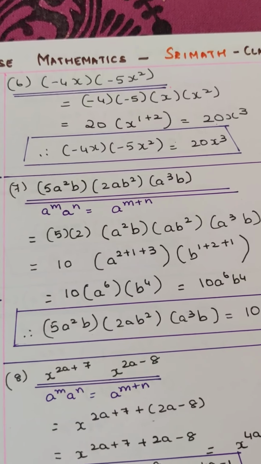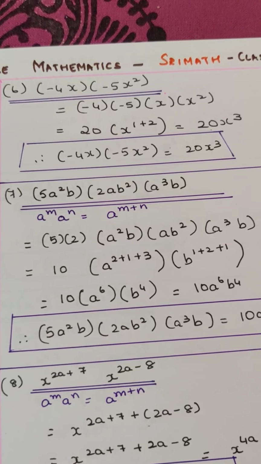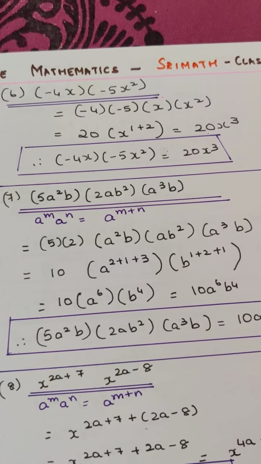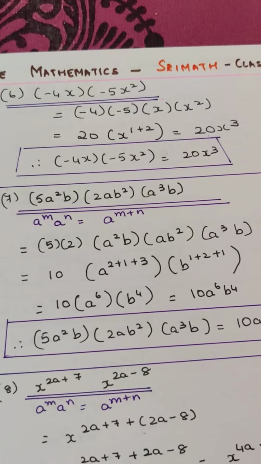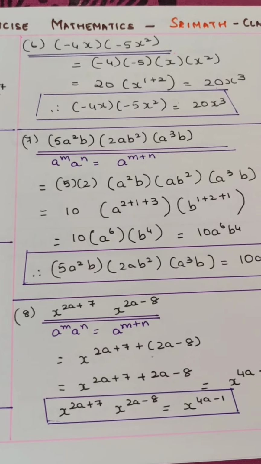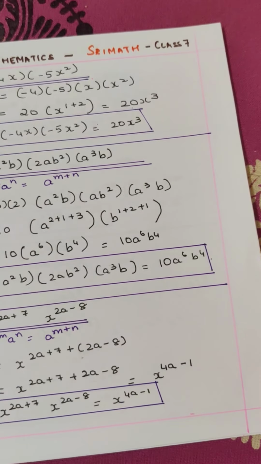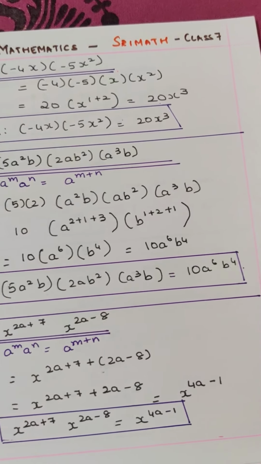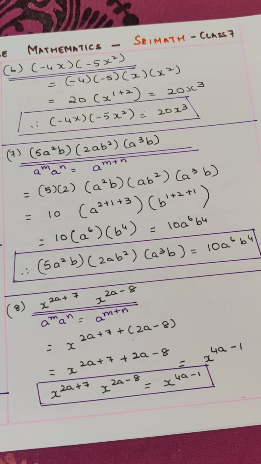So again, using product law for a, it becomes a to the power of 2 plus 1 plus 3 into b to the power of 1 plus 2 plus 1 using the product law. Therefore, you get it as 10 a to the power of 6 b to the power of 4. Now, therefore, 5a square b into 2ab square into a cube b is equal to 10 a to the power of 6 b to the power of 4. I am just pausing for about a couple of seconds so that you understand what I have done.